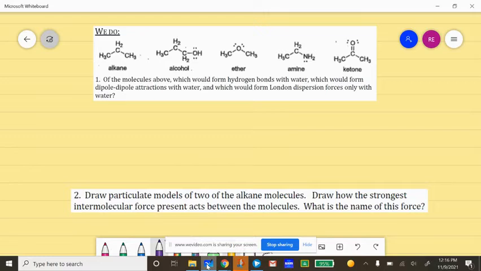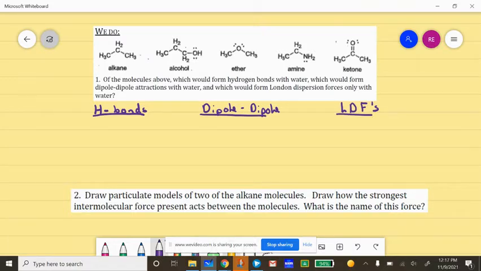So I'm going to create three groups. We're going to call this first one hydrogen bonds, and then we'll say dipole-dipole. And then we'll say LDFs for London dispersion forces.